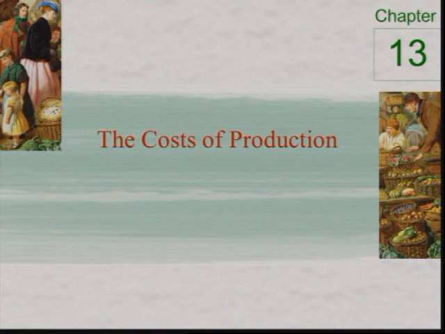This is microeconomics, and we're going to be talking about the costs of production in Chapter 13. This is a new unit in which we're going to be talking about different types of market structures: perfect competition, monopolistic competition, oligopoly, and monopoly.